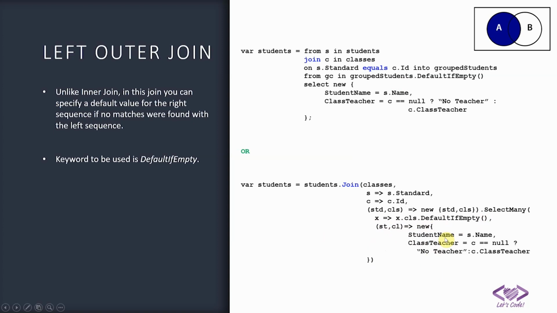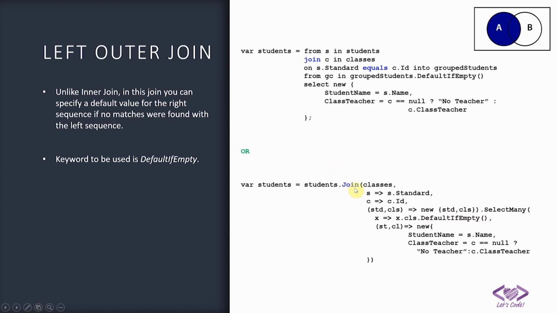That is new student name is equal to, sorry, there is a typing mistake here, instead of s dot name we should have st dot name. Class teacher is equal to, again it should be cl is equal to null. If it is null, then no teacher, else cl dot class teacher. So there is a small typing mistake here, but now you can see it is very complicated. You have to use some new way of returning. Instead of defining a new type, you have to use select many, and then in select many there is a new syntax where you have to use the default if empty.